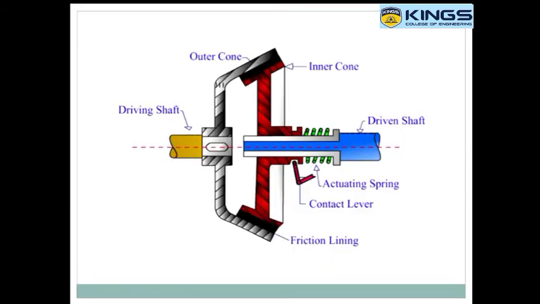This is a photographic view. There is a different color view. There is a cone, inner cone, outer cone. There is a friction material in a different color, as shown in the figure.